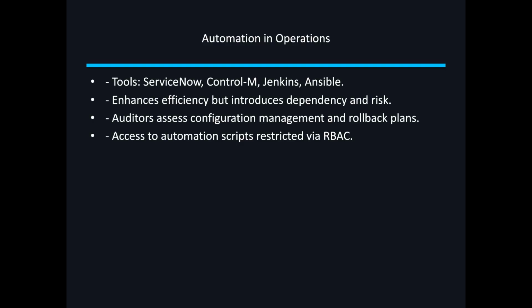So, as an auditor, we must verify access to automation scripts is restricted and version controlled. Change records exist for updates to job parameters or triggers. Fallback procedures are documented in case of automation failure. The more automated the environment, the greater the need for configuration management and monitoring validation.